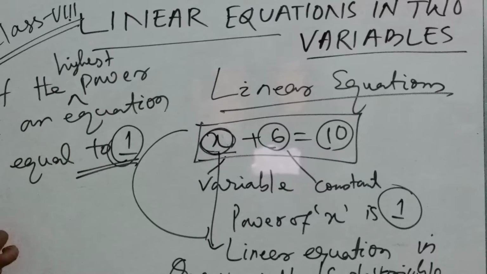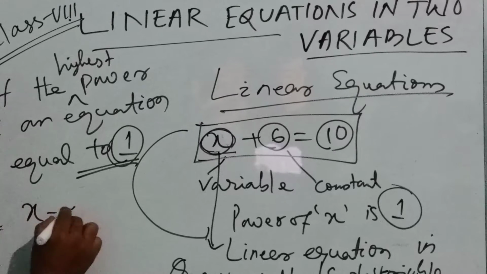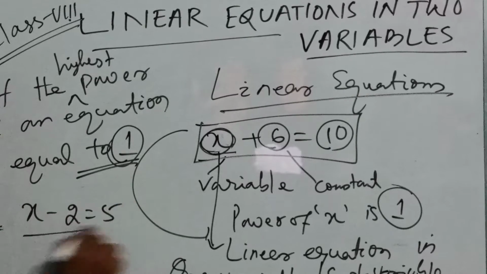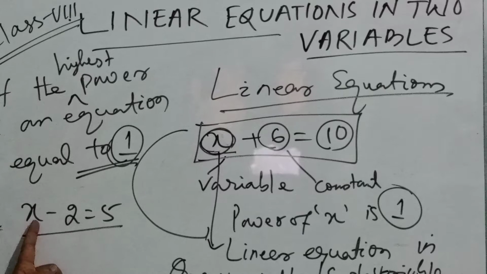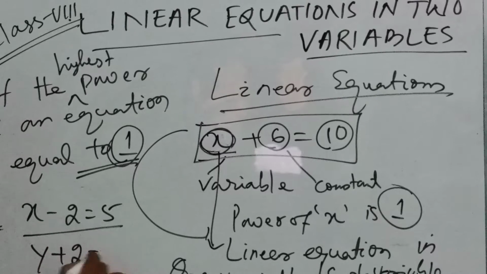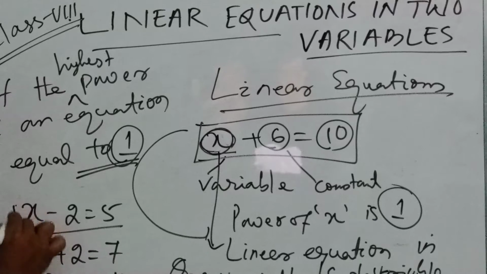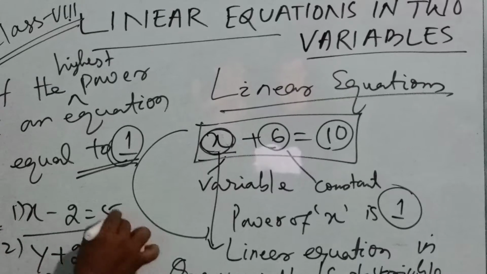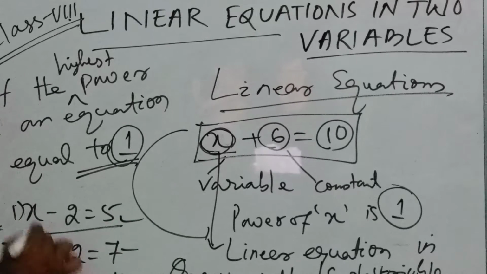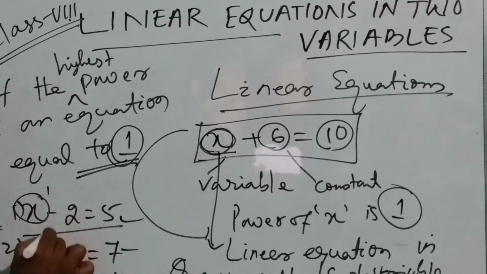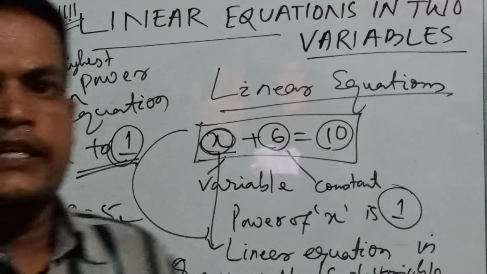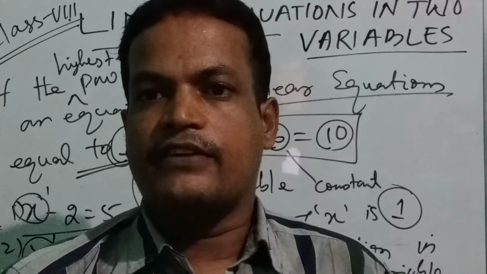Let us give some examples. You can write x minus 2 equals 5. It is an equation, a linear equation in a single variable. We can say y plus 2 equal to 7. You can say p plus 5 equal to 15. So these are equations having a single variable and all have power 1. So this is called a linear equation in a single variable.